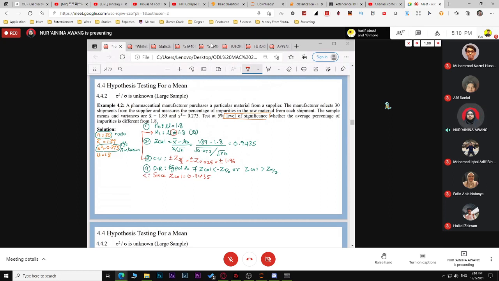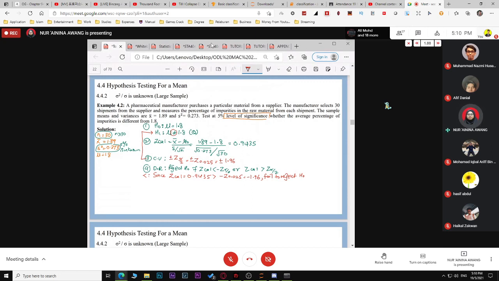So ini kita look on the negative side dulu. Since Z calculated, dia more than ke less than negative 1.96? More than. Okay, so bila dia more than, kita reject ke kita fail to reject? Since kita kata kita akan reject kalau Z cal ni less than negative Z critical value. Fail to reject. Okay, kita fail to reject H null. So this is for negative side.